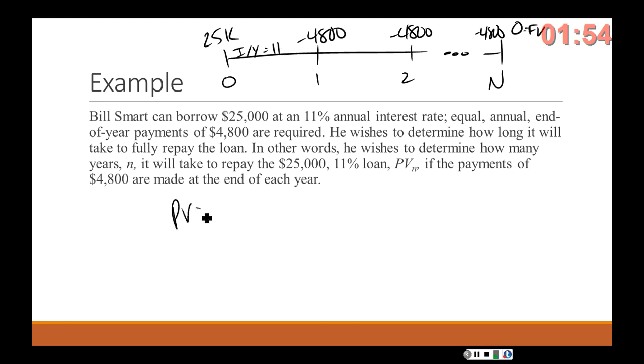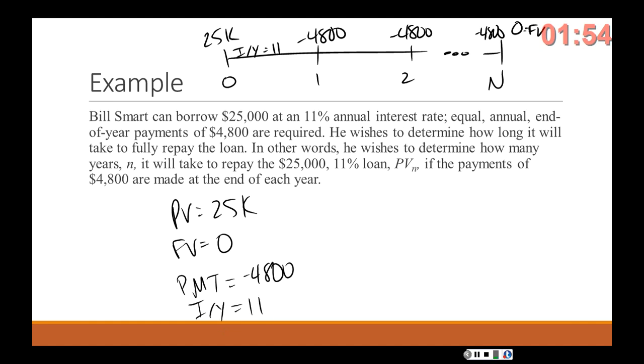The present value is a positive 25,000. Future value is 0. Payment is a negative 4,800. I know it's a payment because it's equal periodic cash flows. And the interest rate is 11. So we're wanting to solve for N.